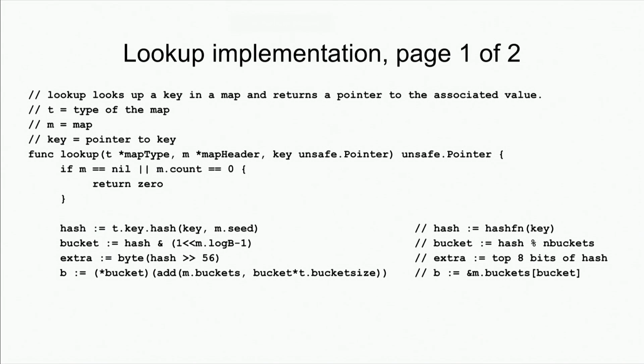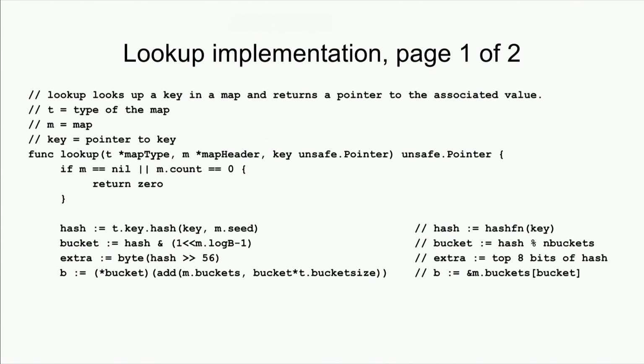And then we compute where the bucket is in memory. That's also kind of complicated because the buckets are different sizes depending on what the type of the keys and values are. So if your key's very big, your bucket's going to be big. If your keys are small, your buckets are going to be small. And so we actually have to do pointer arithmetic to figure out where the bucket is. Of course, Go also doesn't have pointer arithmetic. So in addition to no generics, we have no pointer arithmetic. So we have to sort of fake it with unsafe pointer. And that's what this add function does. It casts unsafe pointers to uint pointers, adds them, and then casts them back again. So that's how we figure out where the bucket is.